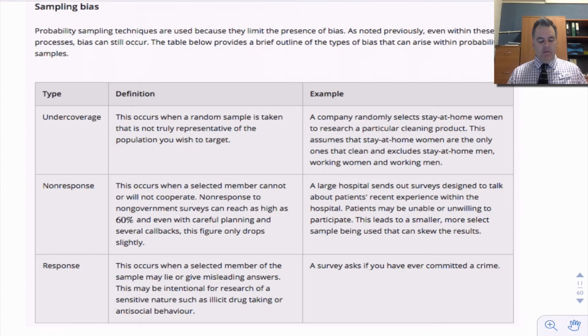Sampling bias happens when we have things like we don't cover everybody in the population. Some people don't respond to the survey, and when our responses aren't truthful, that happens as well. So these things happen all the time. Eliminating bias from surveys is nigh on impossible, but you can minimise it and talk about it and understand it.